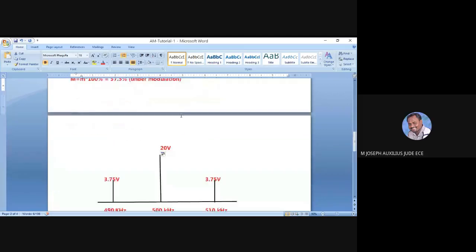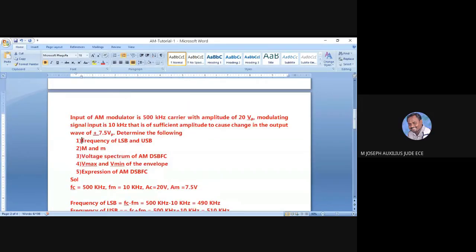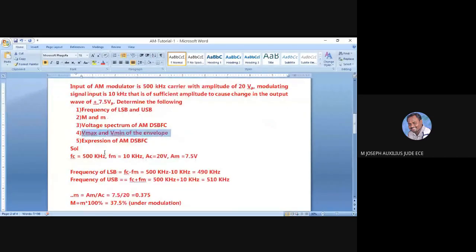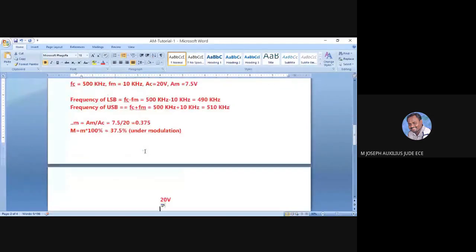Right. So we have solved up to 3 cases. First one, second one, and the third one: the voltage spectra of AM DSB FC. Next, they have asked you to find out the Vmax and Vmin of the envelope. And the last one is an expression of AM DSB. So we can first solve the expression of AM DSB. What is the expression of AM double sideband full carrier?